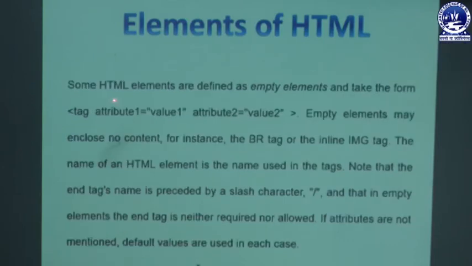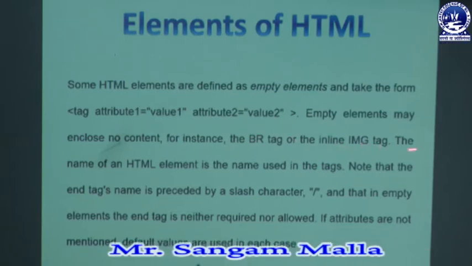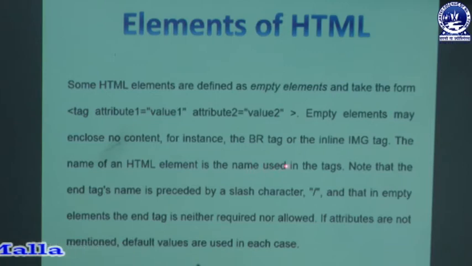Next, some HTML elements are defined as empty elements and take the form as this type. That means there is no start tag and end tag. Only in a single tag we combine all the attribute values. Empty elements may enclose no content. For instance, the BR tag or the IMG tag. The name of the HTML element is the name used in the tags.